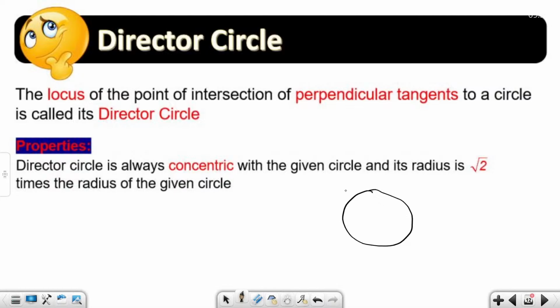So now, the locus of the point of intersection, from the point outside this circle, I can draw two tangents.